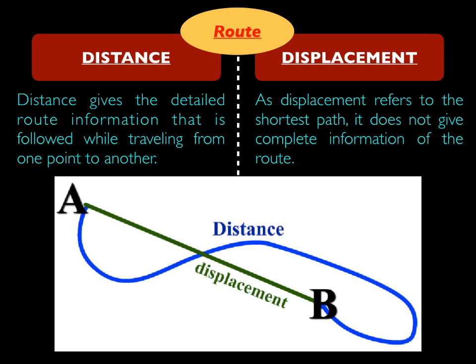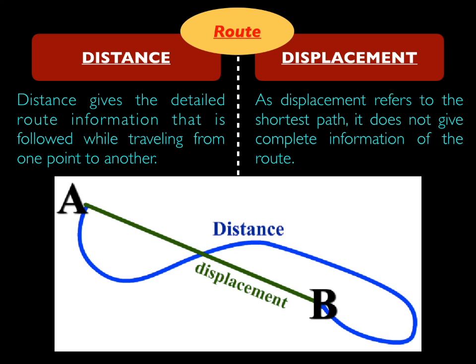Distance gives the detailed route information that is followed while traveling from one point to another, whereas displacement refers to the shortest path. It does not give the complete information of the route, but it only depends upon the starting and end point.